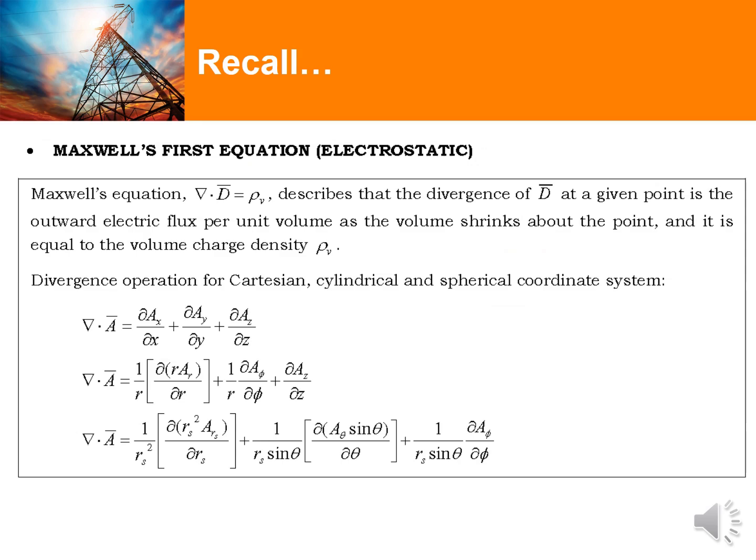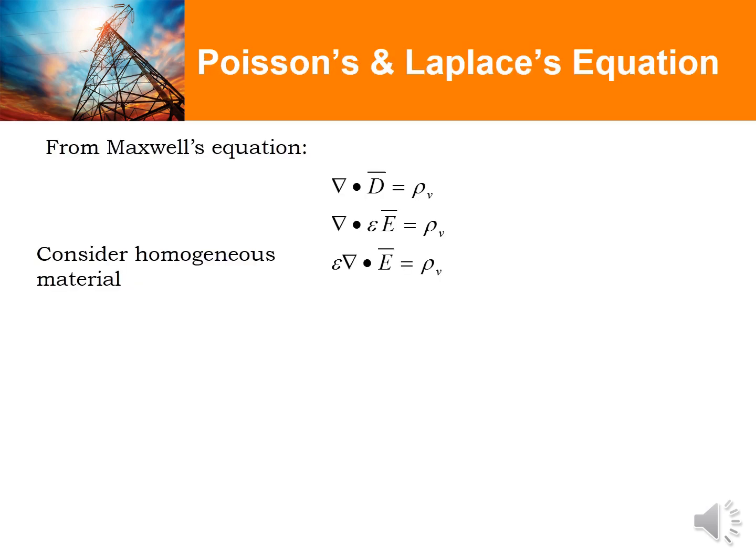Let's recall the Maxwell equation del dot D equivalent to rho v. We are going to use this relation to derive our Laplace and Poisson's equation. For Maxwell equation, del dot D is also equivalent to del dot epsilon E, equivalent to rho v. The epsilon, being a constant, can be taken out to become epsilon del dot E, equivalent to rho v. This is considering we are dealing with homogeneous material.